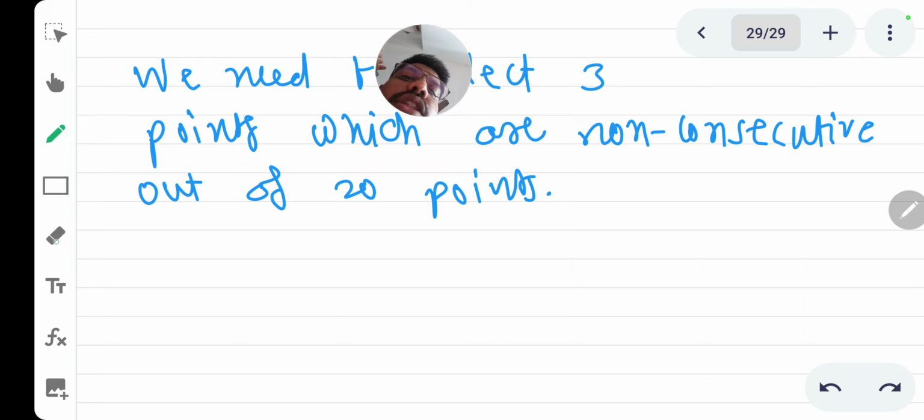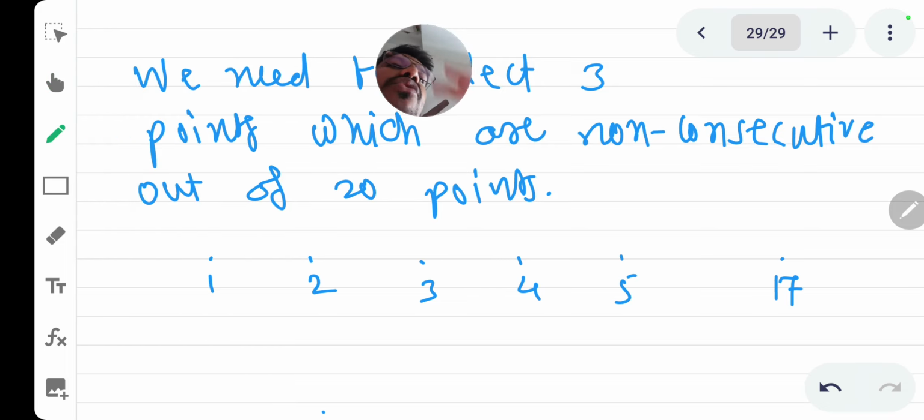So how many points remain? There are only 17 points which remain. So 1, 2, 3, 4, 5 and so on, 17. So 17 points are arranged in a line. Now you will say, sir, arranging 17 identical points in a line, the number of ways is 1 only, because they are identical. So there is no problem with that.